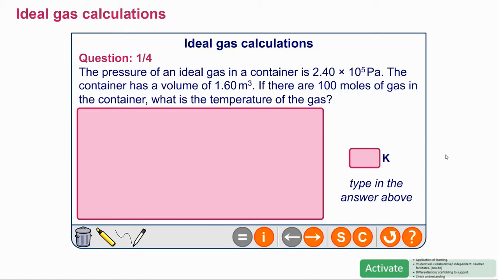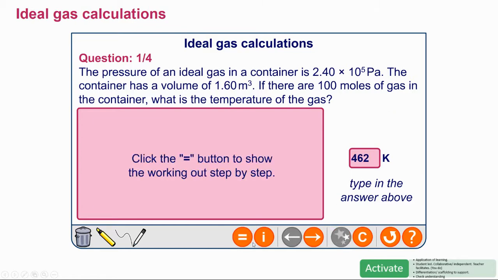Have a written record of examples that you can refer to when you are problem solving, because I will set you some problems at the end of this video. So number one, pressure of an ideal gas we've given. We have a volume of 1.6 and we have 100 moles of gas. What is the temperature of the gas?